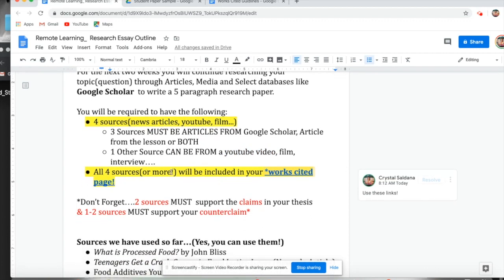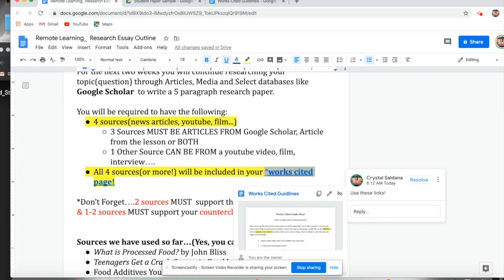Okay, and here's the big one. This one I'm going to spend a little bit of time talking about is your works cited page. It's also referred to as a bibliography. I'm not familiar with Pittsburgh's policy on whether they want to call it a works cited or bibliography. I prefer for you to call it a works cited page because in essence, that's what it is.